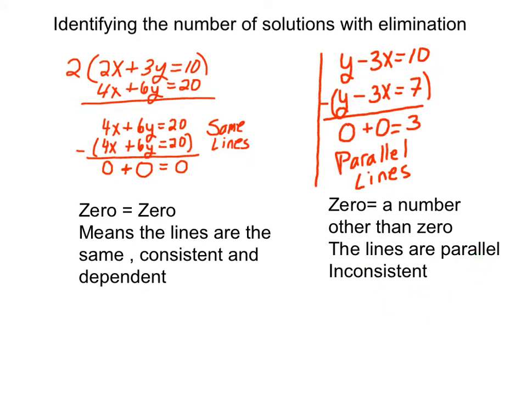There's really not much of an example here other than realizing that if you get 0 equals 0, you have consistent and dependent lines, and if you have 0 equals some other number other than 0, you have a contradiction and the lines are parallel. All the other types of solutions are consistent and independent because they cross one time, which is pretty much what we've been looking at all along in the systems of equations.